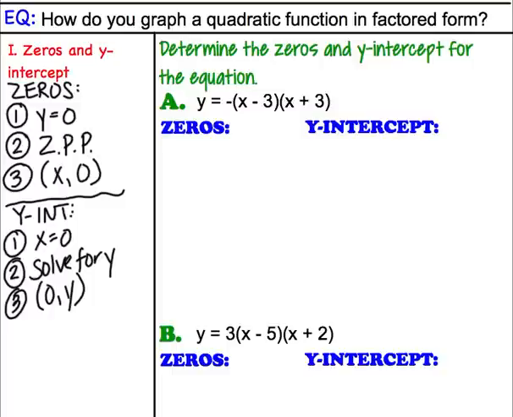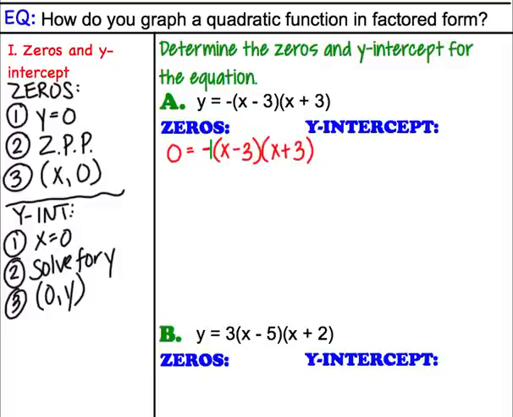For our zeros, let's start off, we put 0 in, and we've got the negative, don't forget that, x minus 3 times x plus 3. Now, if you think about it, that negative has a negative 1 with it. And if negative 1 times the quantity x minus 3 times the quantity x plus 3 equals 0, that negative 1 obviously can't equal 0.